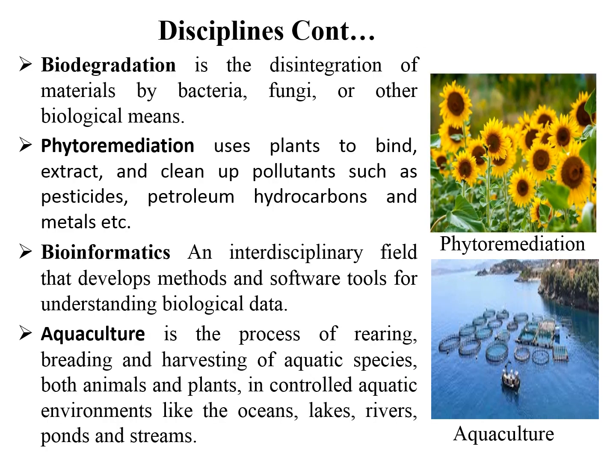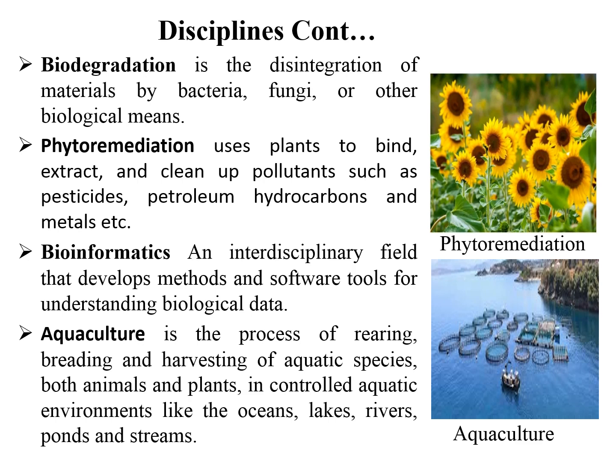Biodegradation is the naturally occurring disintegration or breakdown of materials by microorganisms such as bacteria and fungi or other biological activities, while bioremediation is an engineered technique applied by humans to clean the environment. Both processes, biodegradation and bioremediation, are governed mainly by microorganisms, whereas phytoremediation uses plants to bind, extract, and clean up pollutants such as pesticides, petroleum hydrocarbons, and heavy metals.